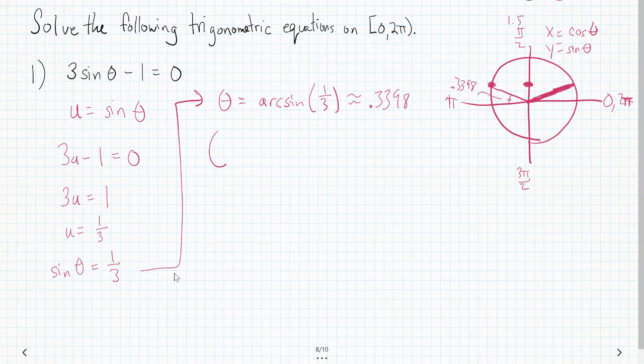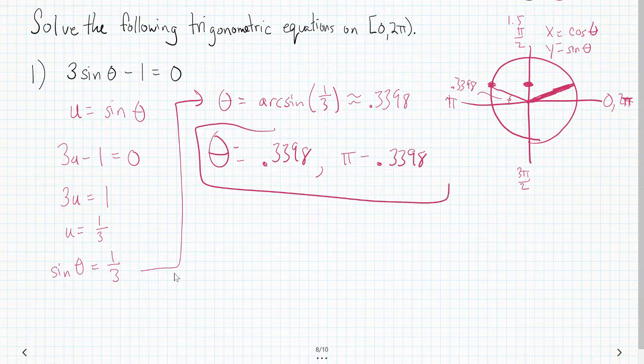Okay, so for our theta, for our solution, we have one theta is 0.3398, and then the other theta, the easy way to take care of that, notice it's going to be pi, and we're taking away the 0.3398 to move back, right, to go kind of counterclockwise. And those are the only two values that give you that y value that we're looking for, of 1/3. And so those are your final solutions within this interval.